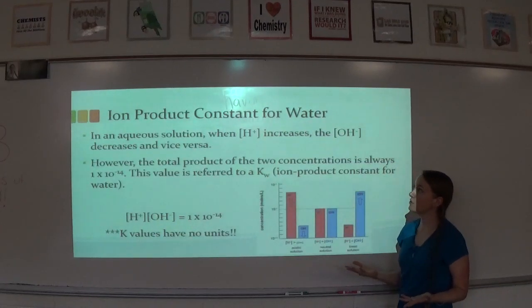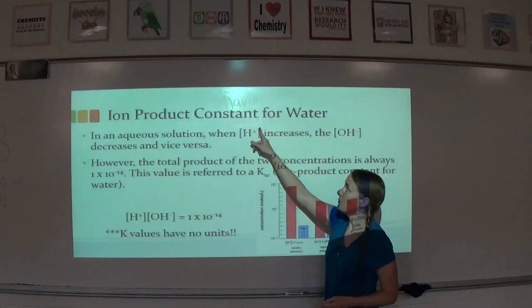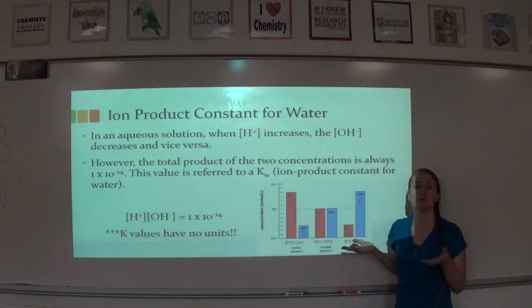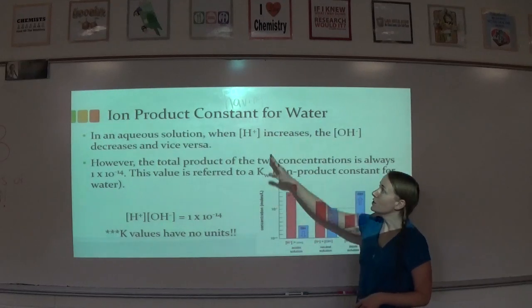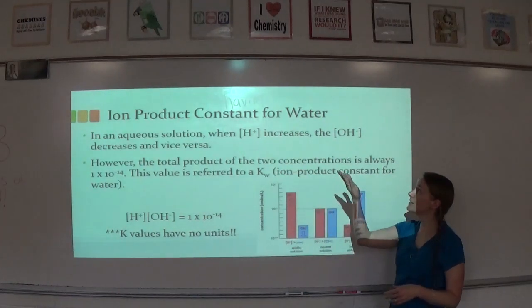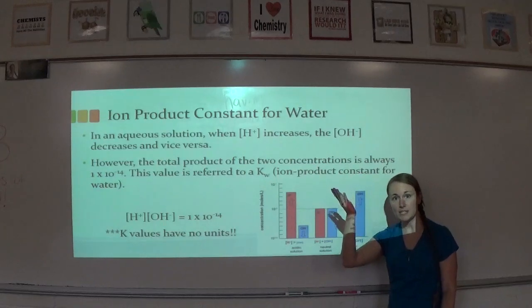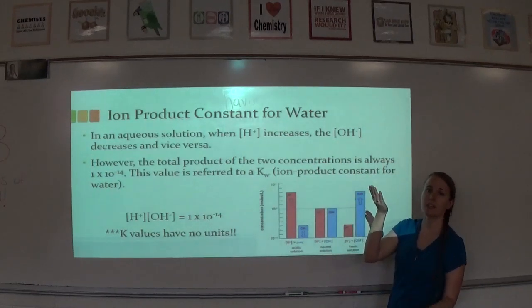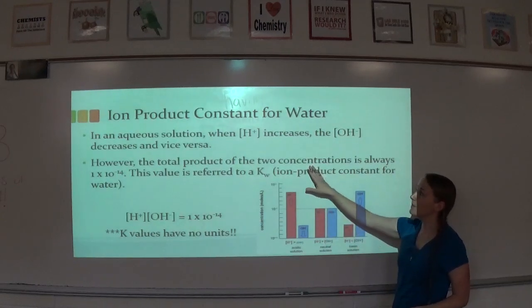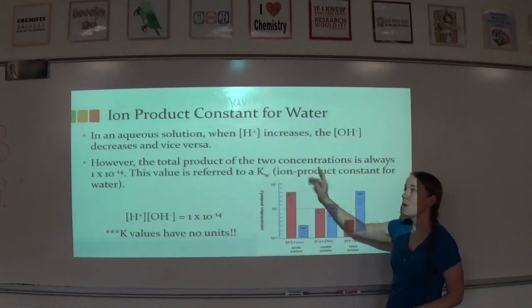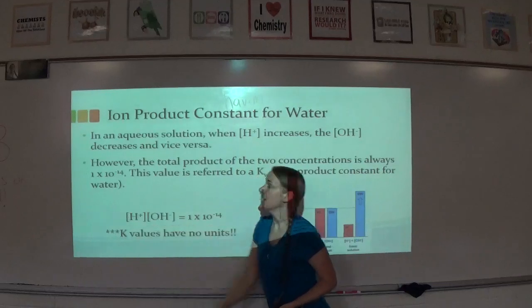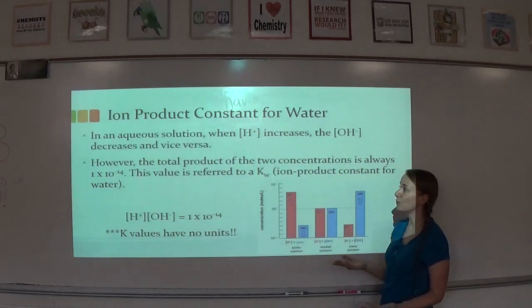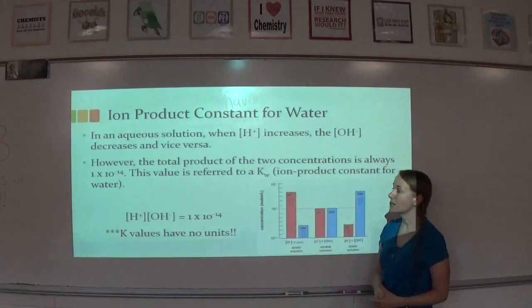In an aqueous solution, your concentrations are represented by anything in brackets. Anytime you see something in brackets, that means concentration, which means molarity. When your concentration of H plus increases, the concentration of OH minus must decrease and vice versa. You can't increase both of them. If one goes up, the other goes down. That's because the product of the two always has to equal 1 times 10 to the negative 14, and that value is referred to as Kw. W, of course, stands for water, and it's the ion product constant for water.